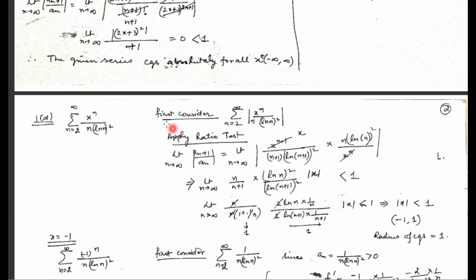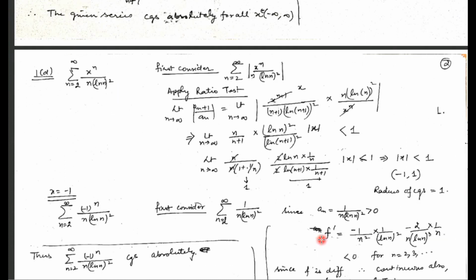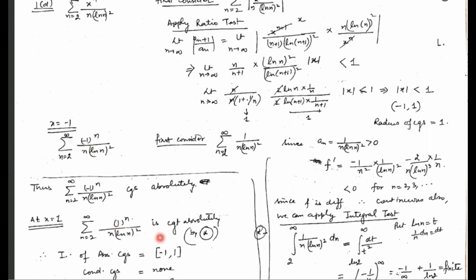The same way one can do question number 1, part d. Here we have a series of the form x to the power n over n into ln squared n. First of all, consider its mod, apply the ratio test, and simplify it. We get mod of x less than 1, meaning minus 1 to 1 as an interval. Now we need to check at the endpoints, so we substitute x equal to minus 1 and then plus 1. In each case, this series is convergent with mod by applying the integral test.